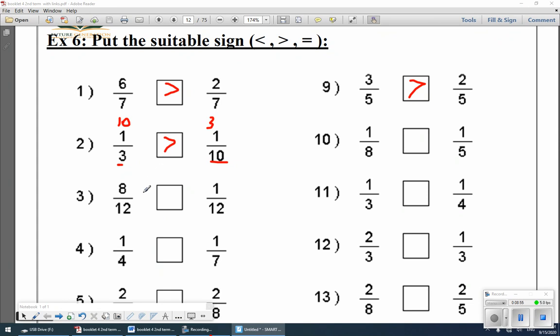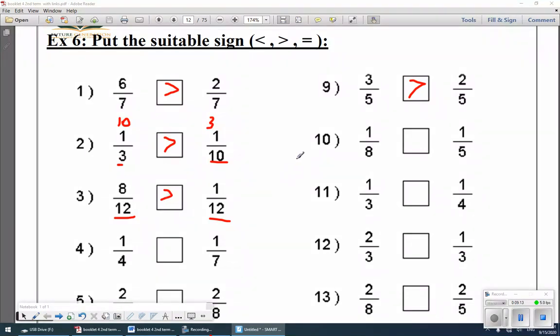Question 3, I have 8 over 12 and 1 over 12. 12 and 12, the same down number. When we have the same down number, the big numerator is the big fraction. So 8 over 12 is greater than 1 over 12.